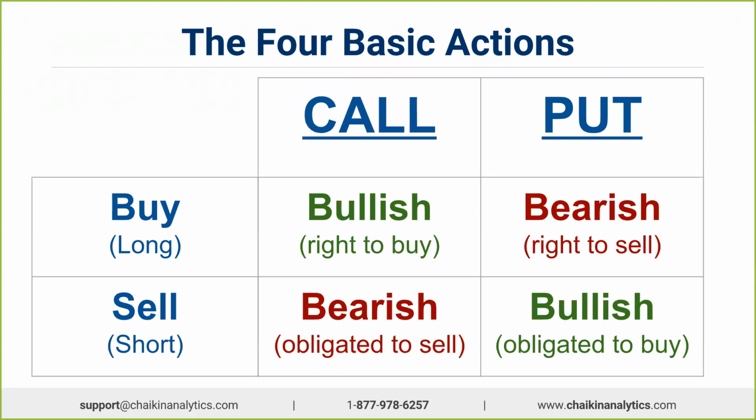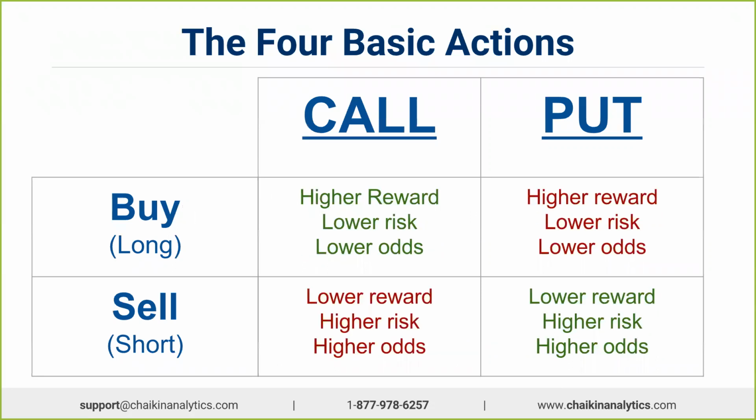Buyers have rights, sellers have obligations. Generally speaking, when you are long, when you buy, you have higher reward and lower risk, and for that higher reward and lower risk, you have lower odds of success. The inverse of that is then true for when you are a writer of options, or you sell them, otherwise known as short. So short, aka selling, aka a writer of options. Those are all same things. They tend to be lower reward, higher risk, but higher odds.